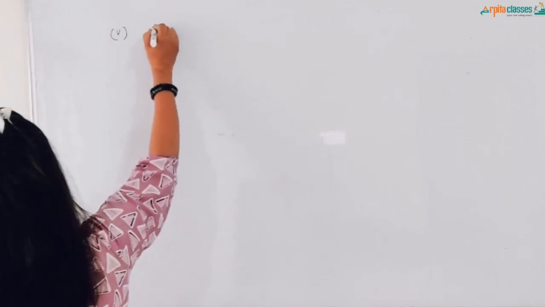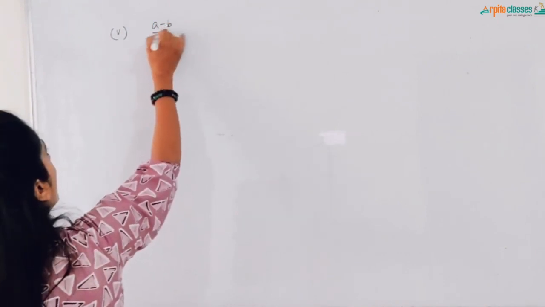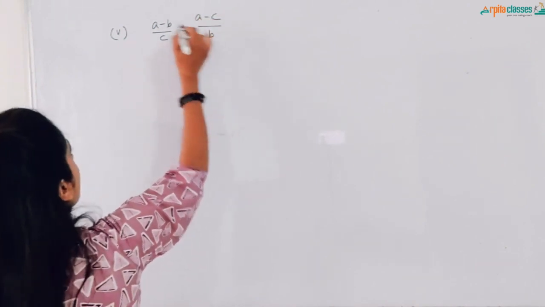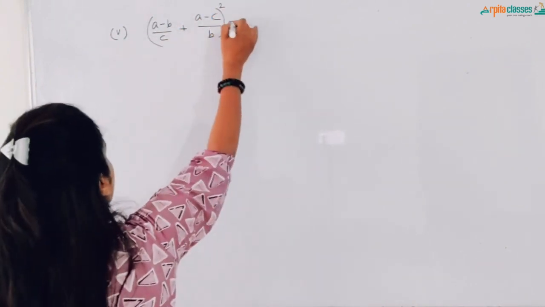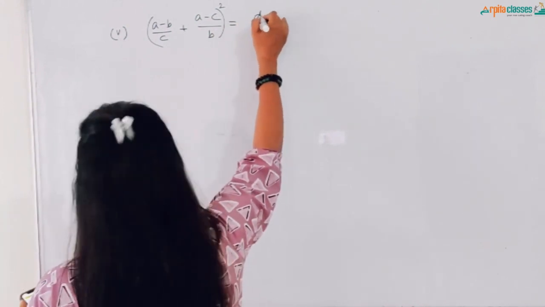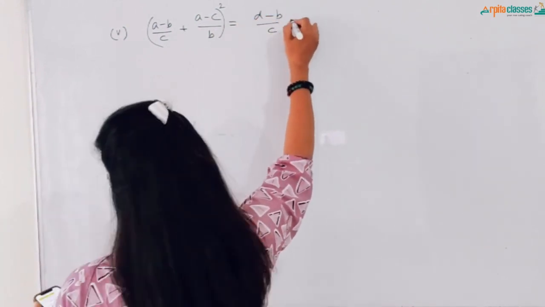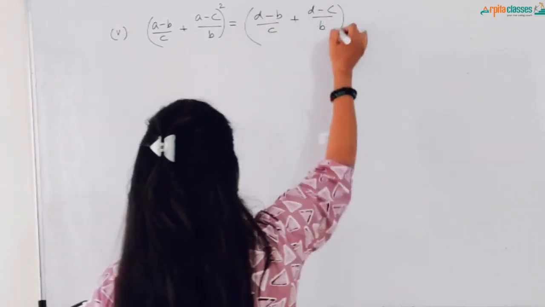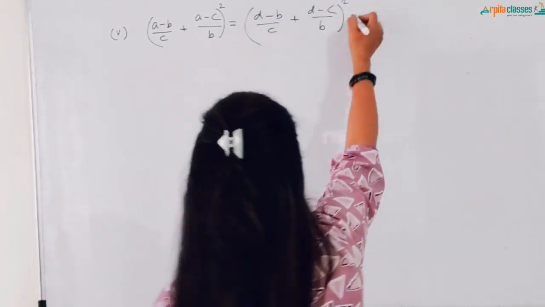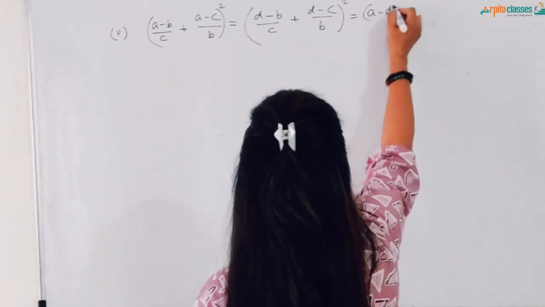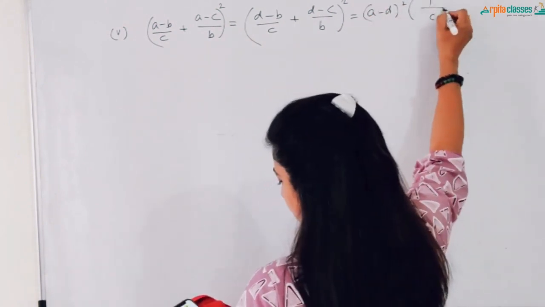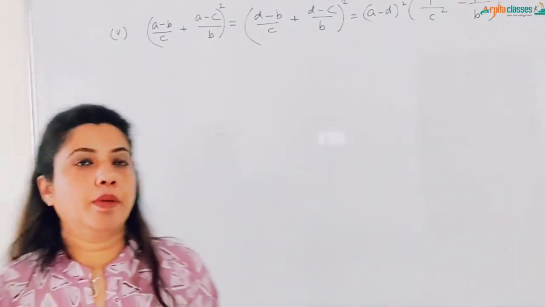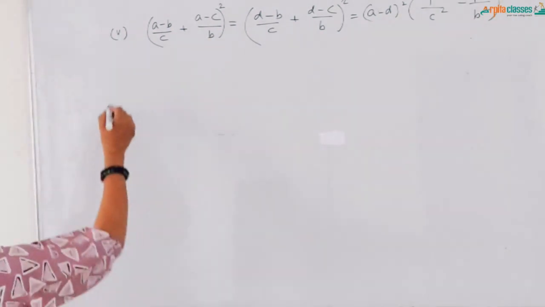that is a minus b upon c plus a minus c upon b the whole square is equal to b minus b upon c plus b minus c upon b the whole square, and that should be equal to a minus b the whole square upon 1 upon c square minus 1 upon b square. This we need to prove. So first I'll take the left hand side.